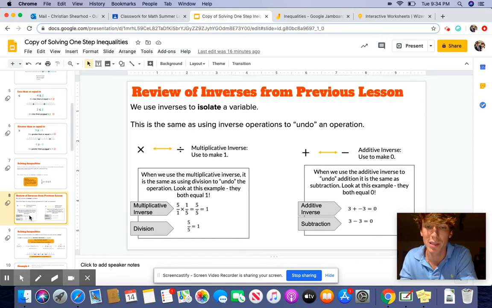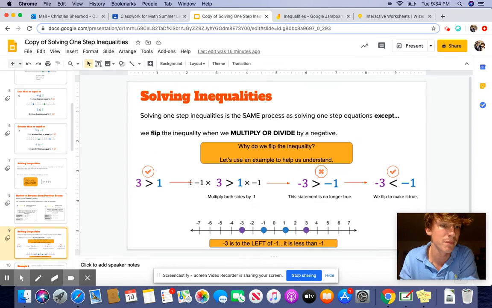Review of inverses from the previous lesson. Guys, read over this. I did this in the last video. You should be good. Solving inequalities. Okay.